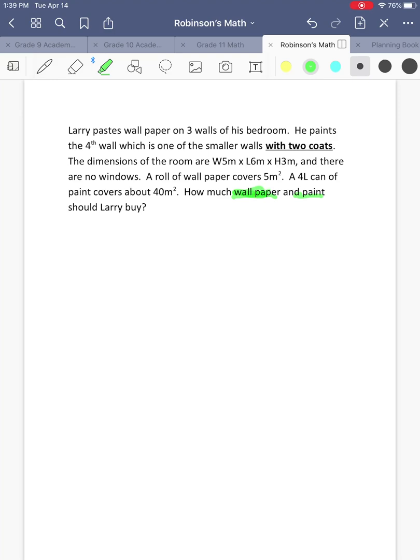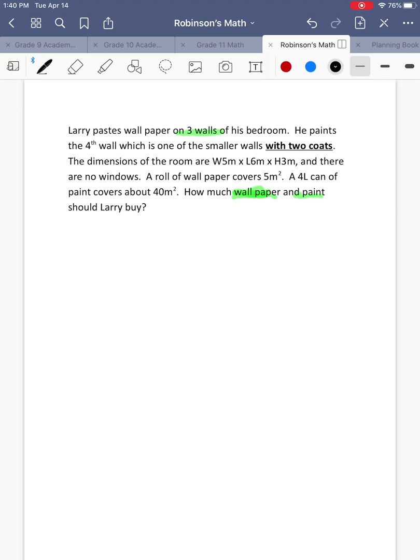All right, so Larry pastes wallpaper on 3 walls of his bedroom. He paints the 4th wall, which is one of the smaller walls, but that's the second question. The dimensions of the room are a width of 5 meters, a length of 6 meters, and a height of 3 meters, and there are no windows. The fact that there are no windows actually makes this problem a little bit simpler.